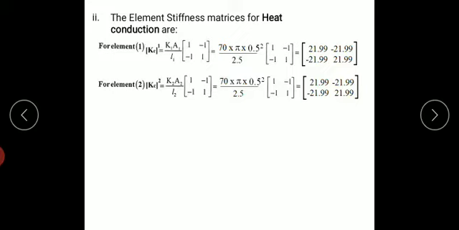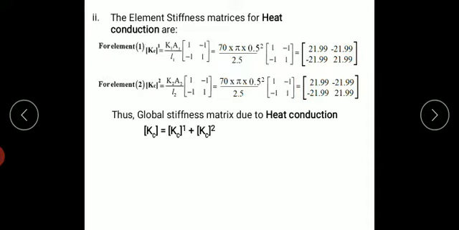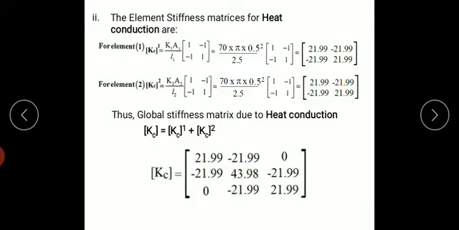So in this case I have divided into two parts, Kc1 and Kc2, both are same. So the matrices for the Kc1 and Kc2 remain same. So next, the global stiffness matrix due to heat conduction. So Kc is equal to Kc1 plus Kc2. Here the matrix addition we have already discussed.